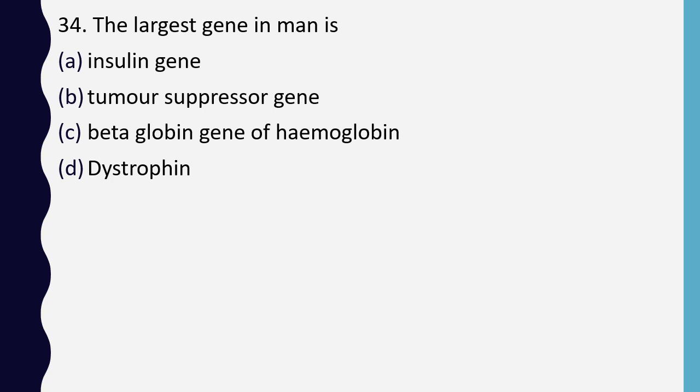Question number 34. The largest gene in man is insulin gene, tumor suppressor gene, beta globin gene of hemoglobin or dystrophin gene. Largest gene in man is. Correct answer is option D. It is dystrophin gene.